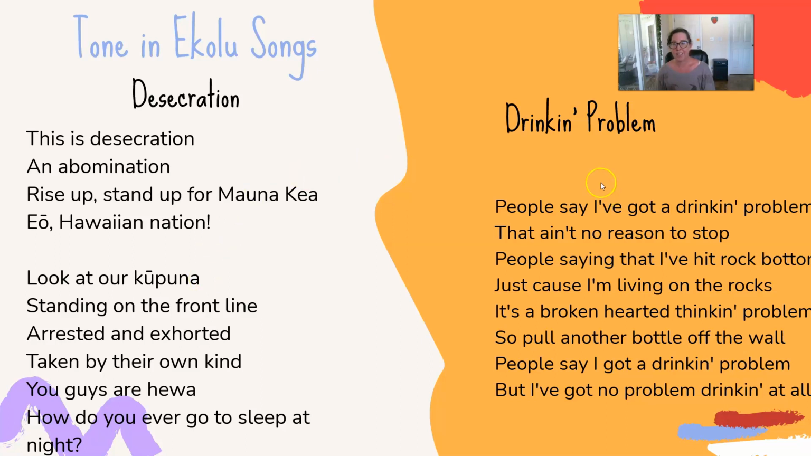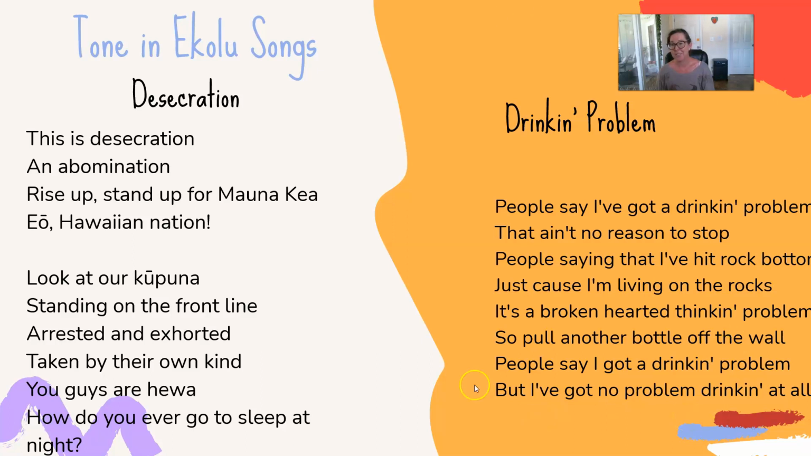Whereas drinking problem, people say I've got a drinking problem. That ain't no reason to stop. People say that I've hit rock bottom just because I'm living on the rocks. It's a broken-hearted thinking problem, so pull another bottle off the wall. People say I got a drinking problem, but I've got no problem drinking at all.